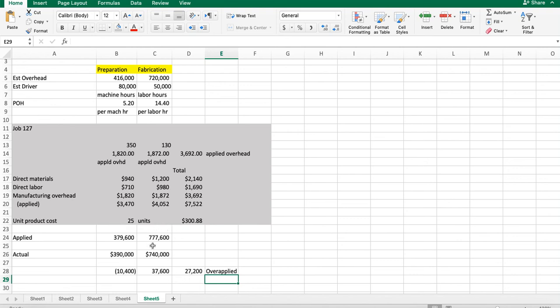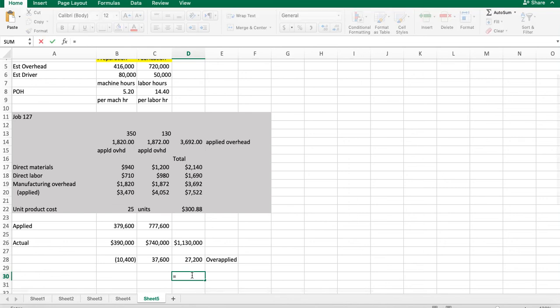Now, is that a lot? Well, if you take it as a percentage of your total, our total overhead was $1,130,000. So just for fun, let's see what that percentage is. It's 2.4% that we overapplied.